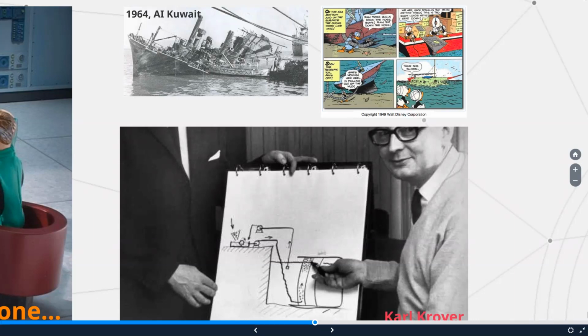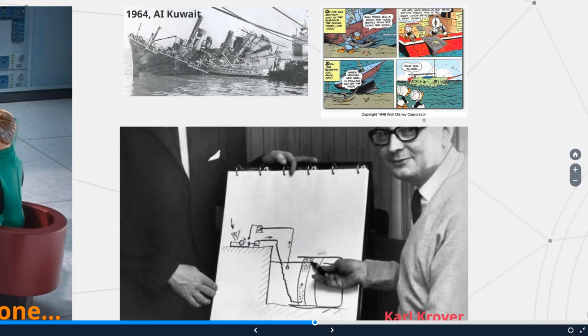Carl Kroeber, an engineer, remembered reading in one of the DuckTales comic books about a similar situation where they managed to take a boat out from the sea ground using ping pong balls, by putting ping pong balls inside of the ship filled with air so the ship can come up. So he remembered reading that comic book and applied the same principle. And some months later, they managed to get the ship up to the surface by using these ideas.